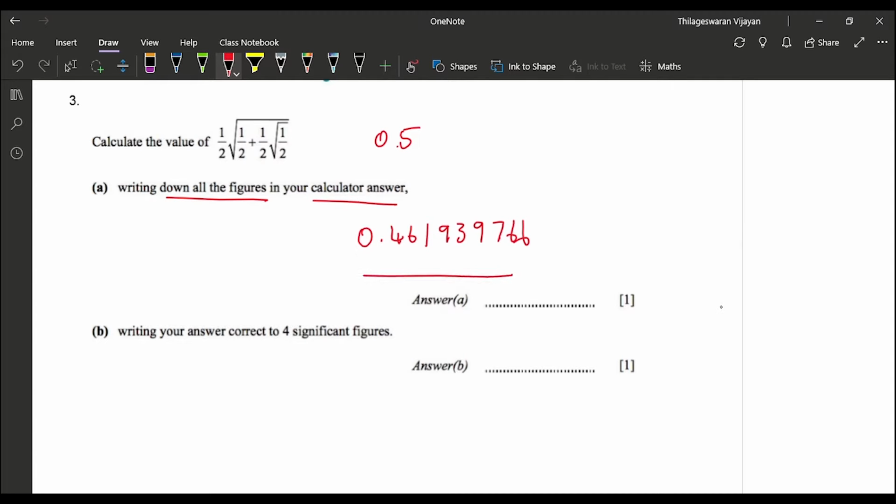So that's my answer. Okay, finally, write your answer correct to 4 significant figures. So the first significant figure starts here. That's your first, second, third, fourth significant figure. Check the digit right after the fourth significant figure. So this is less than 5. Therefore, I do not add any value to the fourth significant figure. So my answer would be 0.4619. So this is in 4 significant figures.